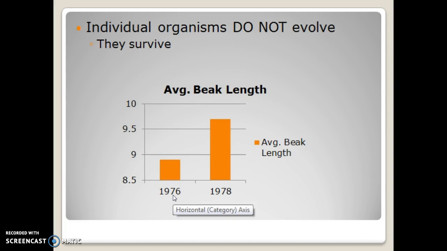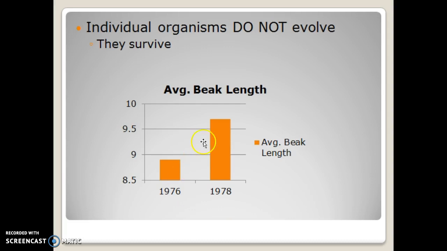Researchers of this time, happened to be Rosemary and Peter Grant, by the way, noted that during the drought, small soft seeds were very short in supply. The seeds that were present were larger and harder. The birds with the larger beaks had a survival advantage over those with smaller beaks. And as a result, the following generation of finches gained that heritable trait.